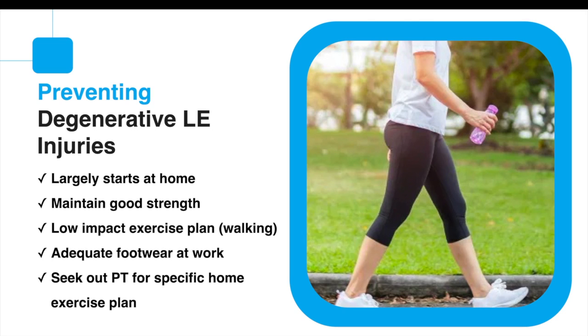Preventing degenerative lower extremity injuries is not usually going to happen primarily at work. In order to prevent these types of injuries, it largely starts at home. Maintaining good strength through a structured fitness program. Low impact exercises such as walking are great at improving aerobic health as well as lower extremity strength and flexibility. Adequate footwear at work can help to lessen the stress on your ankles, knees, and hips.